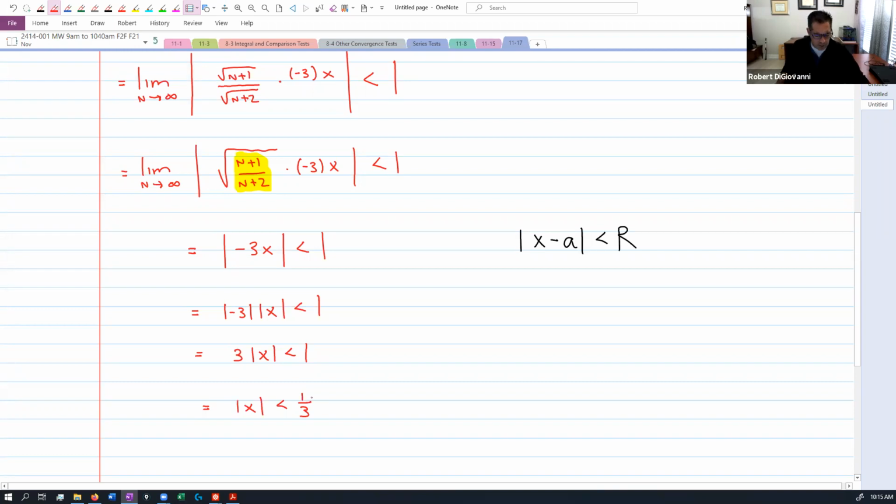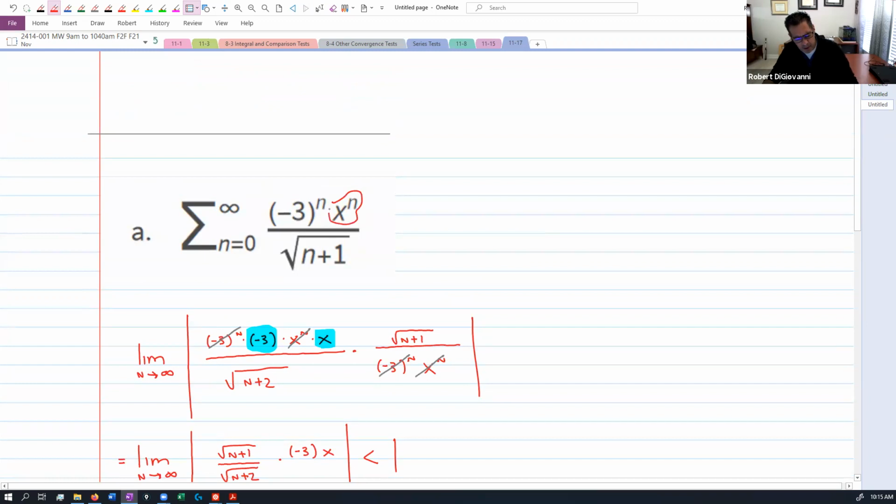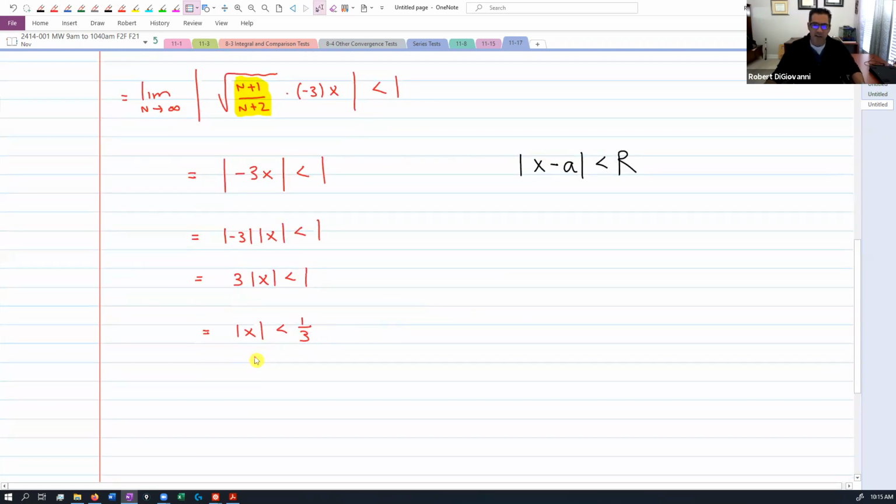Hey, what's a? What's a? 0. A is 0. Now we could have seen that from the very beginning. We had x to the n. So this is x minus a to the n. So that means a was 0 here. So do you all agree we finally have it down to the right form? I mean, this does look like this. It's absolute value of x minus 0 less than 1/3. So you can now tell me what the radius of convergence is. R is 1/3.